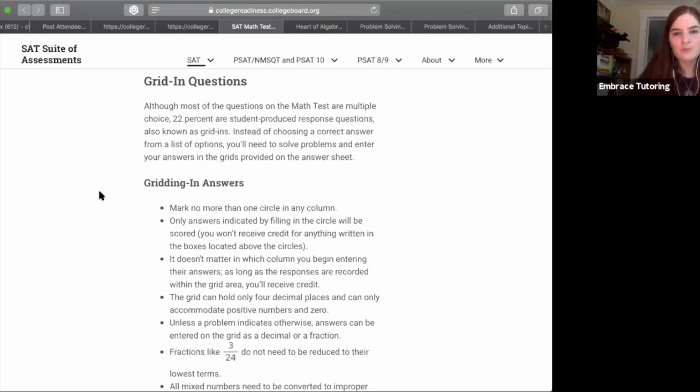Okay, so instead of choosing a correct answer, as I'm sure all of you have seen and done, you are solving problems and entering your answers in the grids provided on the answer sheet. So this is in part so I think they can see how you've solved a question, whether or not you can reach a right answer without being kind of spoon fed the multiple choice potential answers. Okay, does that all make sense?